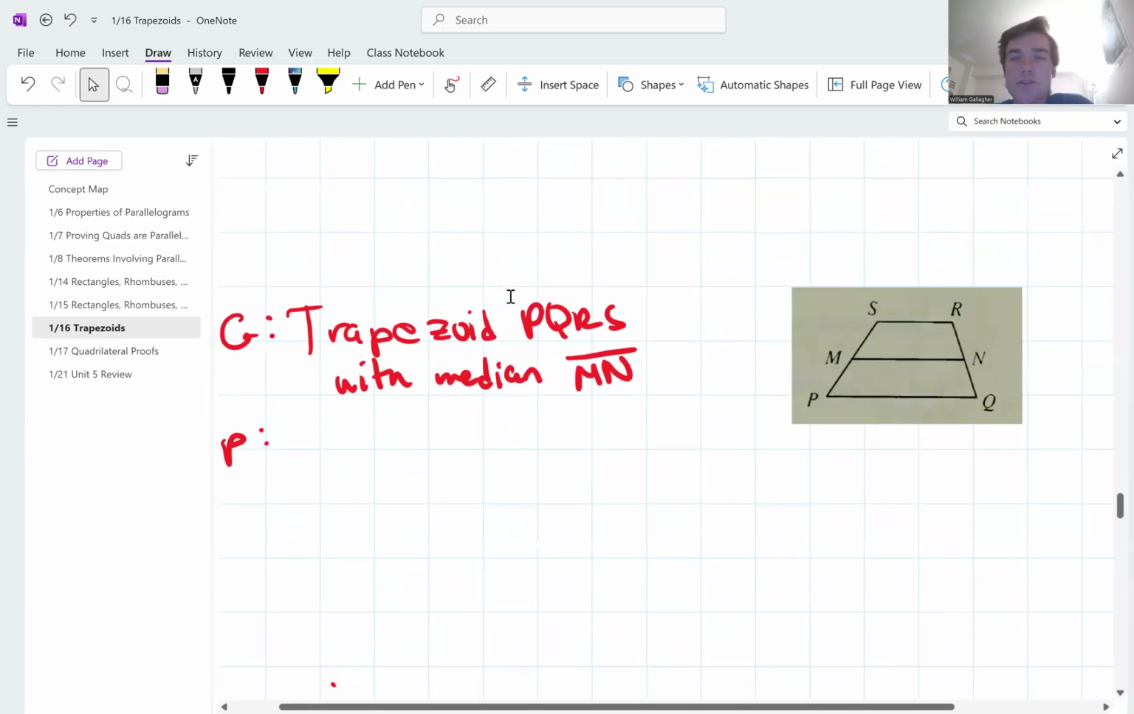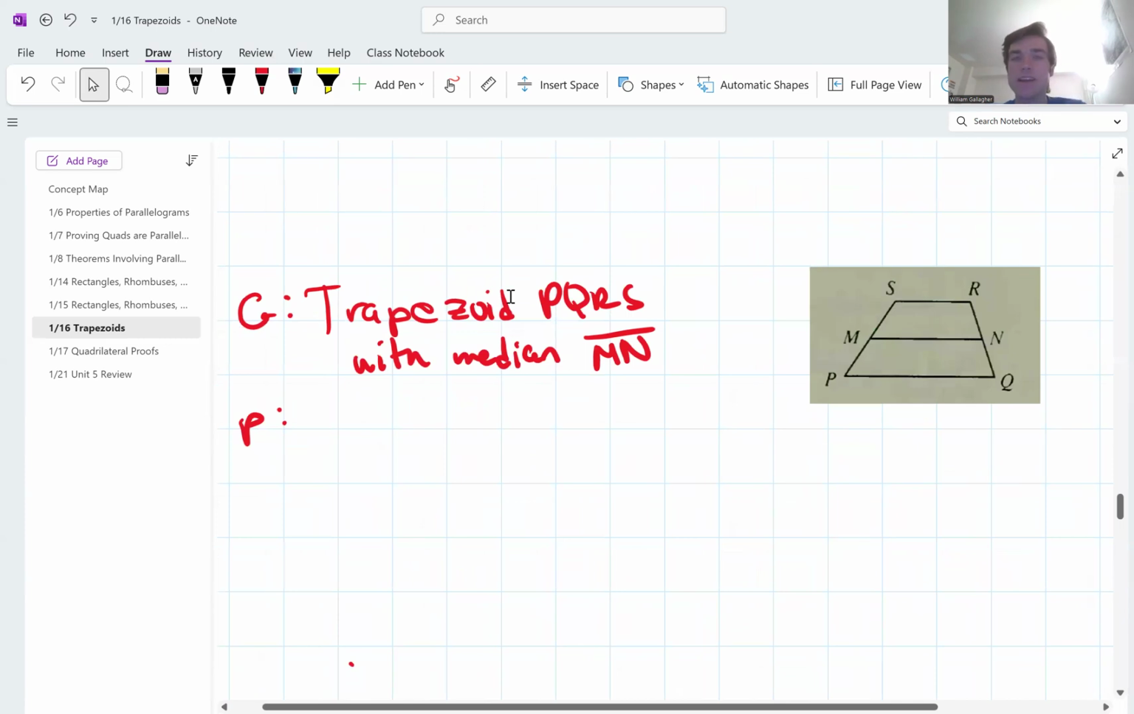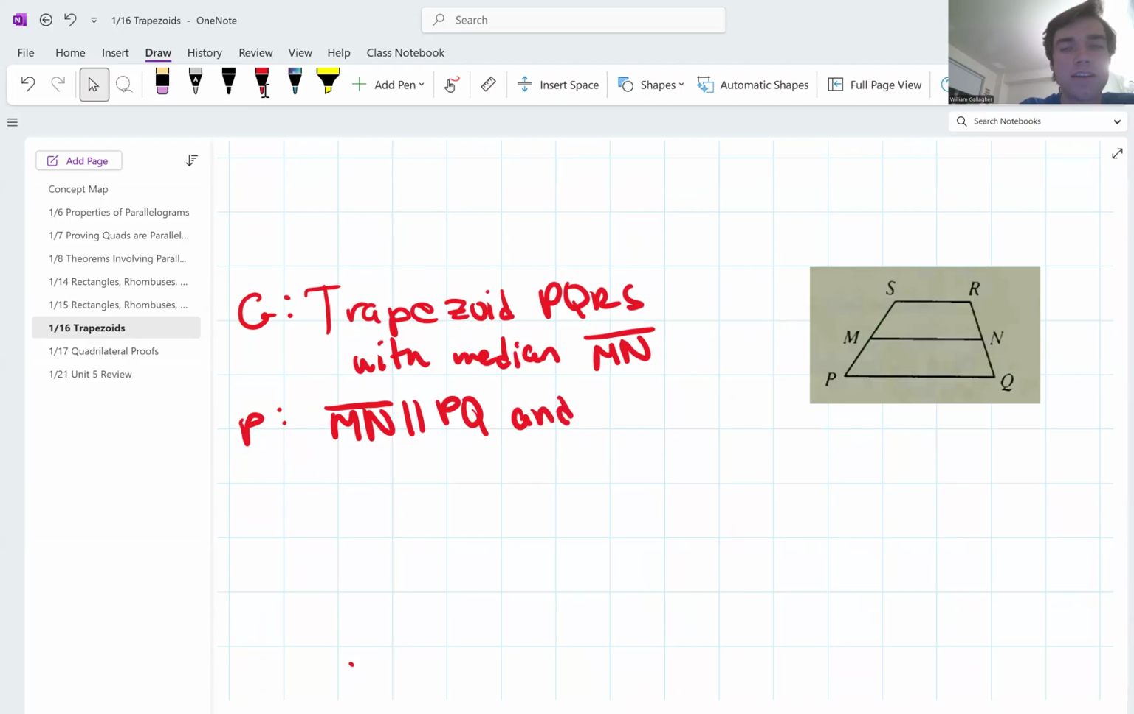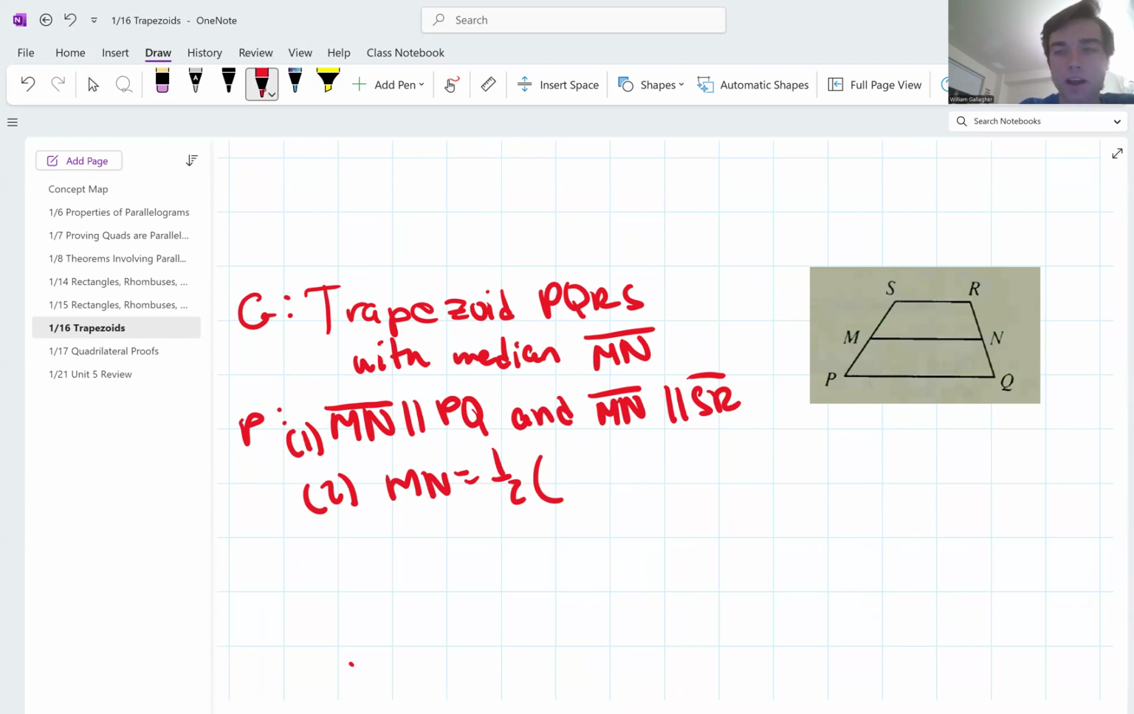So I'm telling you that trapezoid PQRS has median MN. I've left the proof statement blank because I want to make sure we know what's going on. So maybe pause the video, look back at the theorem, and try to figure out what the proof statement is. Assuming you've now done that, we want to say that MN is parallel to PQ, and MN is parallel to SR. That's number one, and then number two, we want to say that MN is equal to 1/2 of SR plus PQ. Again, that's the average. We add them up and divide by 2.